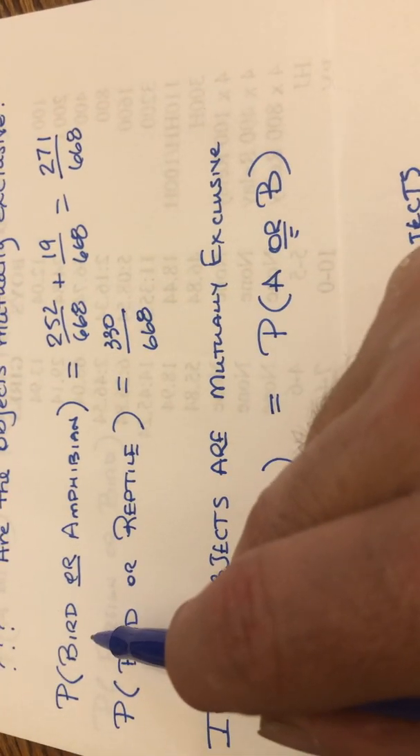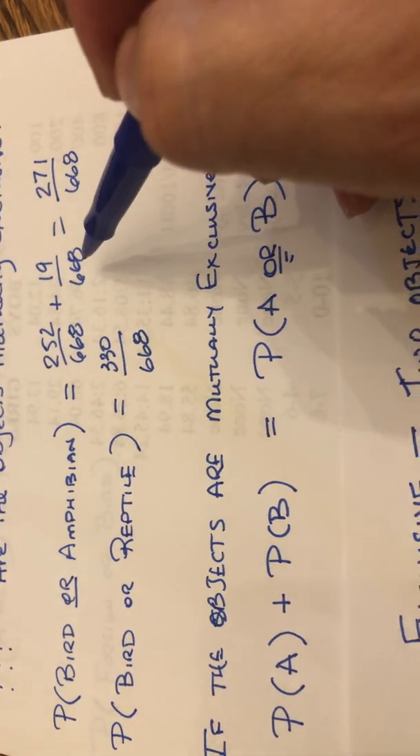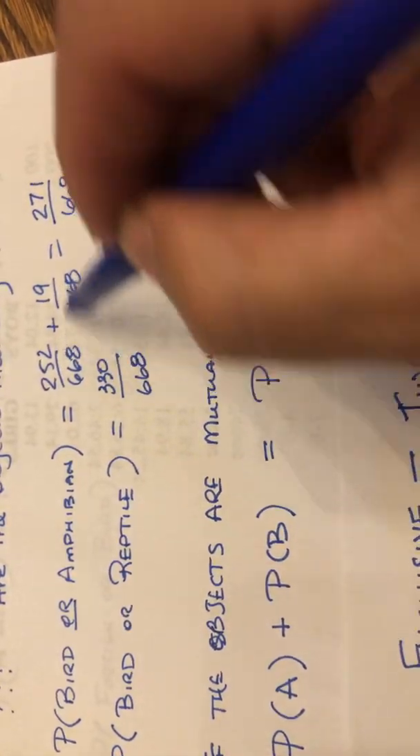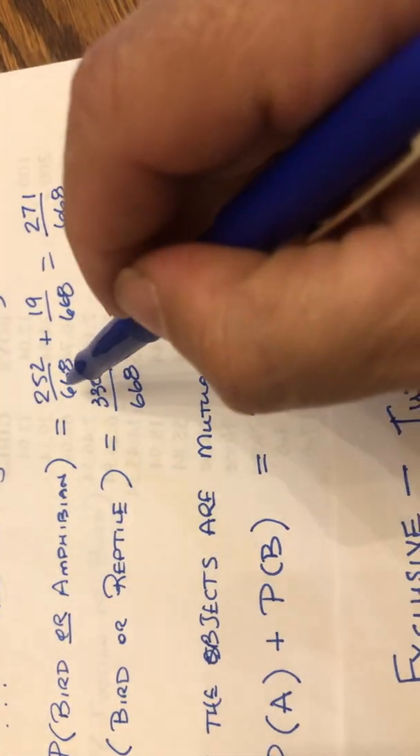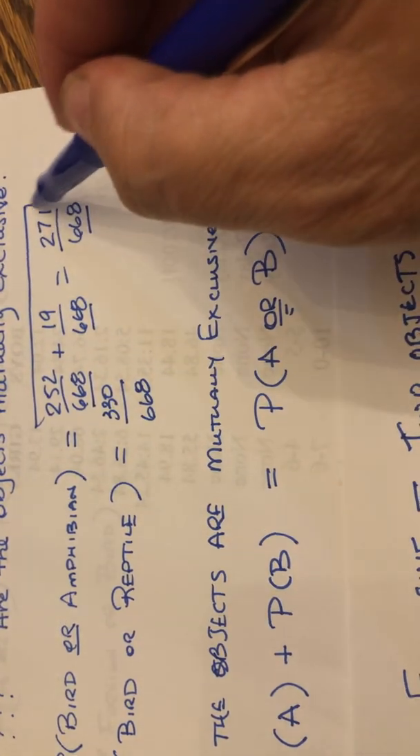Probability of a bird, 252 out of 668. Probability of amphibian, 19 out of 668. Just add the two of them together. Remember, when you add together fractions, you keep the denominator and simply add together the numerator.